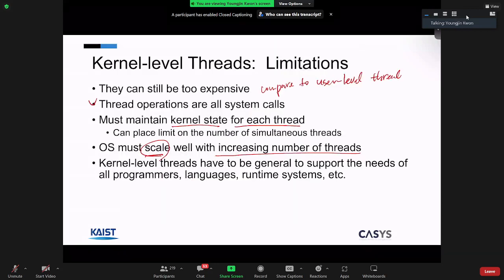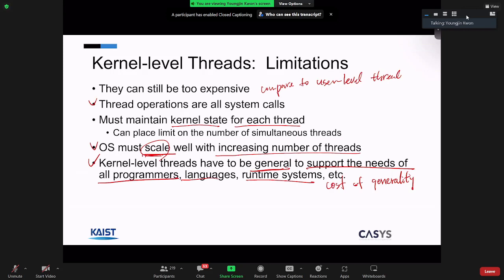This is hard, and when we learn the synchronization primitives, we will get back to the scalability problem later. For now, the operating system has to scale well with a large number of threads. It's one thing. And one more hassle is that the kernel thread, because the implementation is in the kernel, should be general enough to support all the needs of all programmers and languages. This is called the cost of generality.